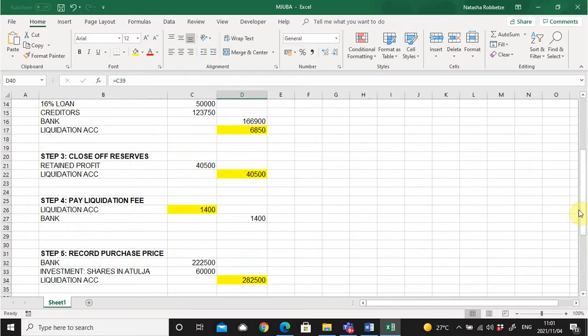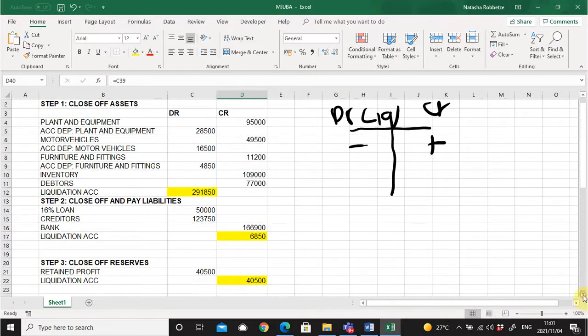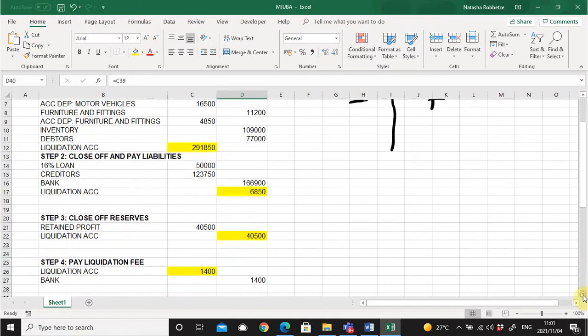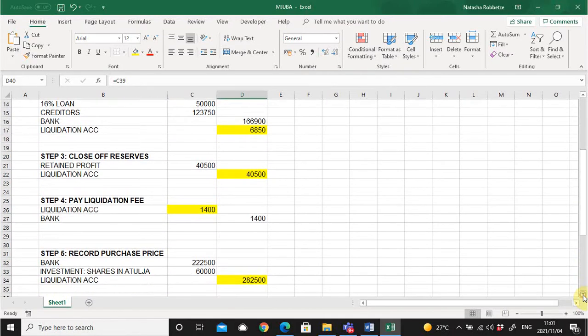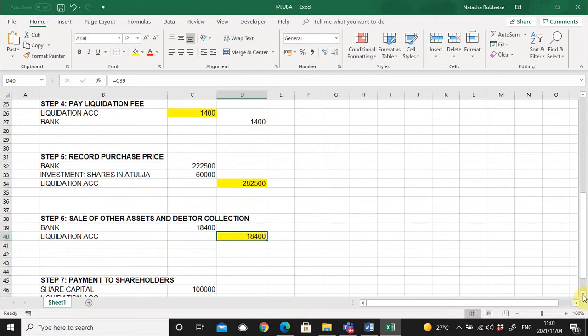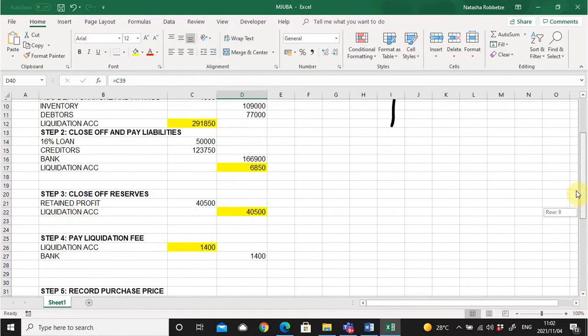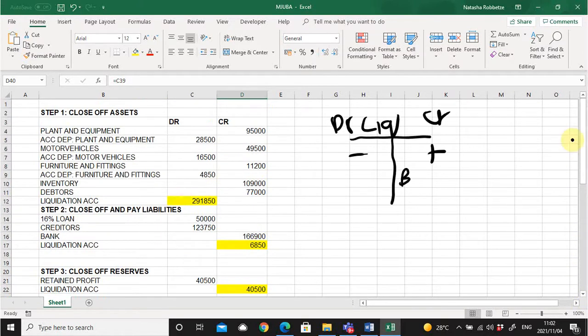So now we need to figure out what amount we currently have in that account. I'm going to start with minus 291,850, and I'm going to add the 6,850. I'm going to add the 4,500. I'm going to minus the 1,400. I'm going to add the 282,500, and I'm going to add the 18,400, and that gives me a total of 55,000. So the balance in this account is a positive 55,000.